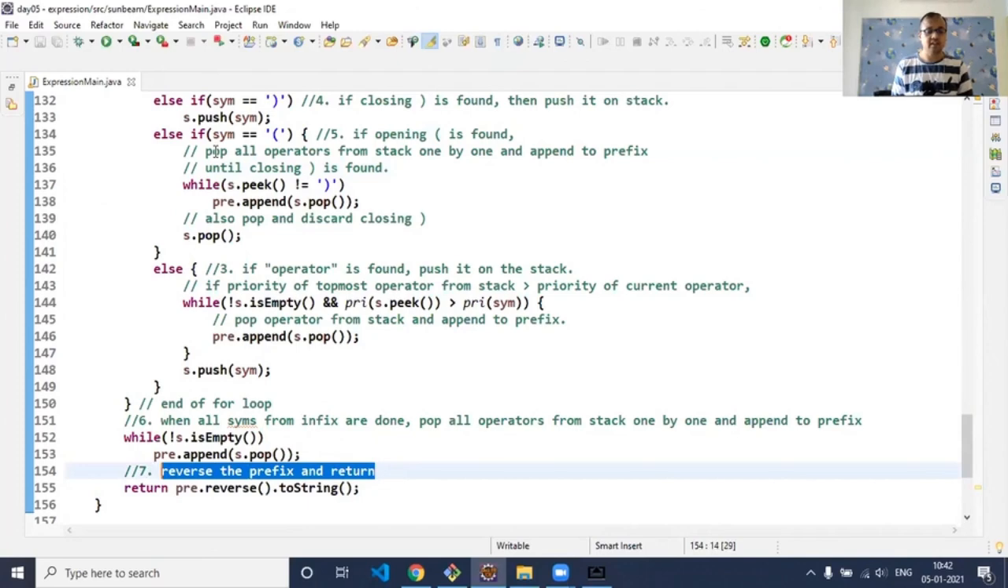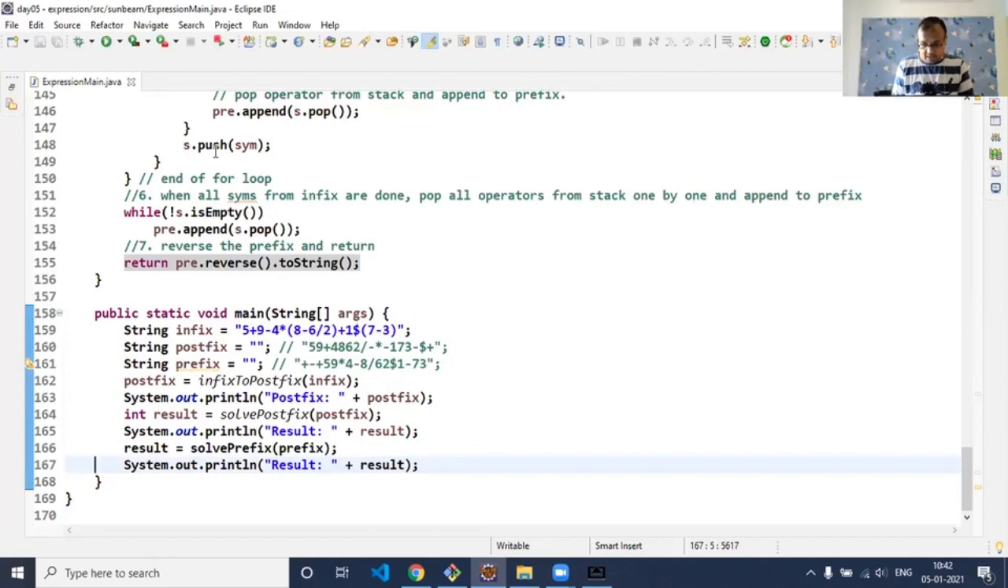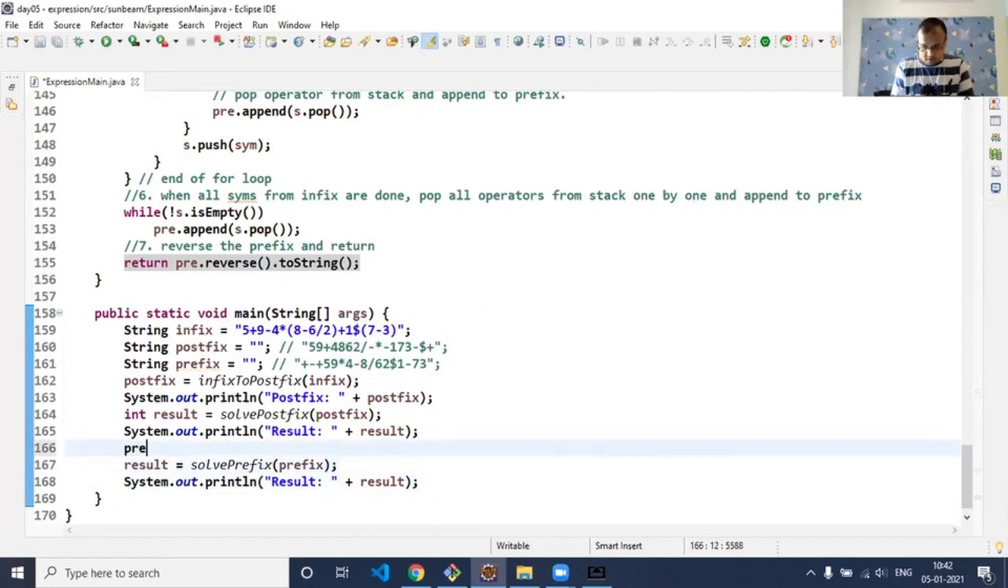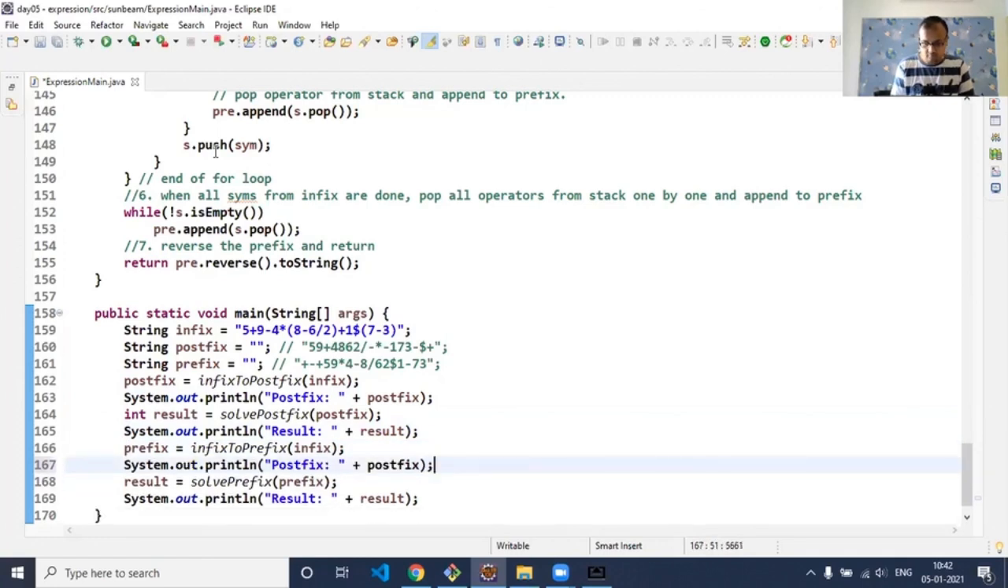What is point number 7 extra? Reverse the prefix and then return it. Okay, that is also done. And if it is also done, will this work, sir? I don't know. Let's see. Whether it works or not, whatever. So again, I'm saying that prefix is equal to infix to prefix. We pass infix to this, and we want to print that prefix as well.